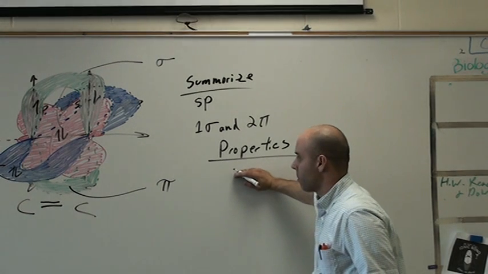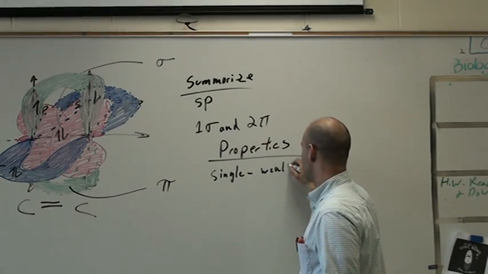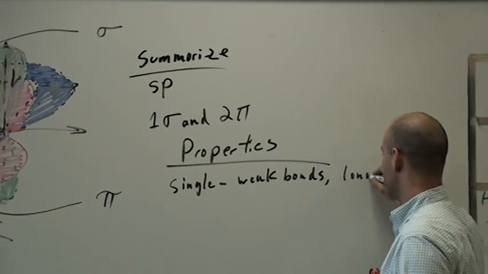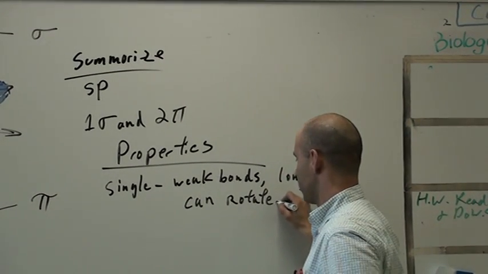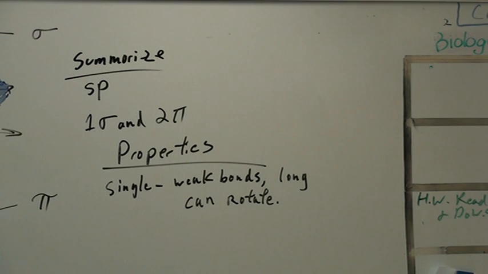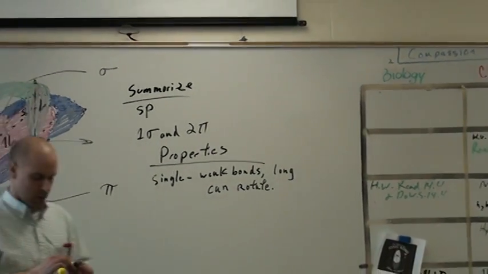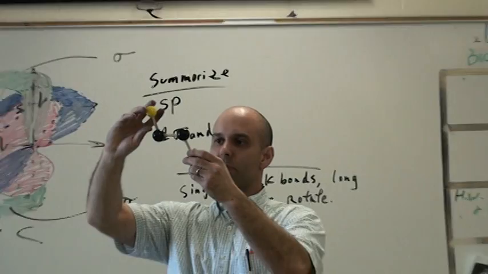So, properties of single bonds is that they are weak bonds. They are relatively long bonds, and they can rotate. They do rotate as well, constantly. So here's a molecule that has all single bonds. The bonds are actually quite long, and these bonds will rotate.